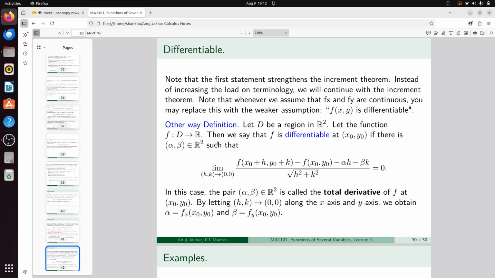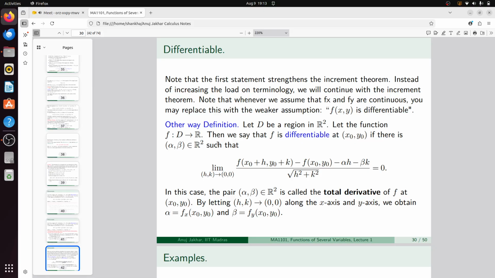Let the function f: D → R, then we say that f is differentiable at (x0, y0) if there is (alpha, beta) belonging to R2 such that the limit as (h, k) tends to 0 of f(x0 + h, y0 + k) minus f(a, b) minus alpha h minus beta k, divided by the square root of h squared plus k squared, equals 0. In this case, the pair (alpha, beta) is called the total derivative of f at (x0, y0).